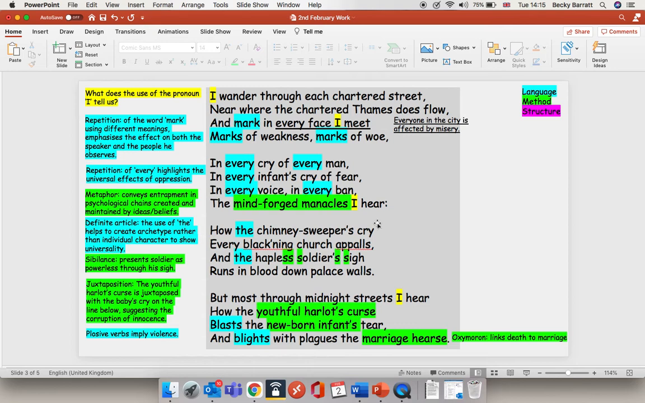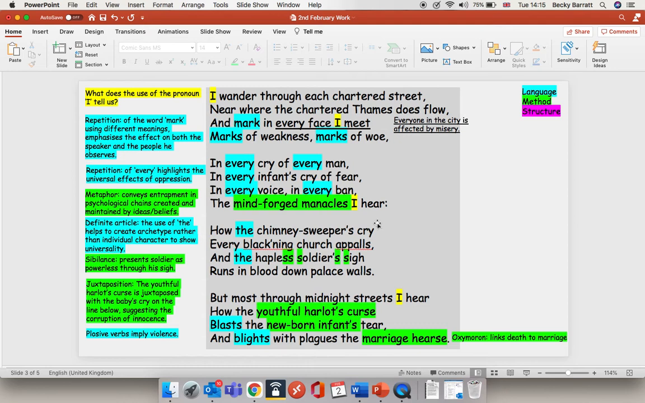That's pretty easy. Then on the left, we move down to, and mark in every face I meet, marks of weakness, marks of woe. So the repetition of the word mark uses different meanings. If you really look at that and think about it, you might not have noticed, but every single mark here actually means something different.